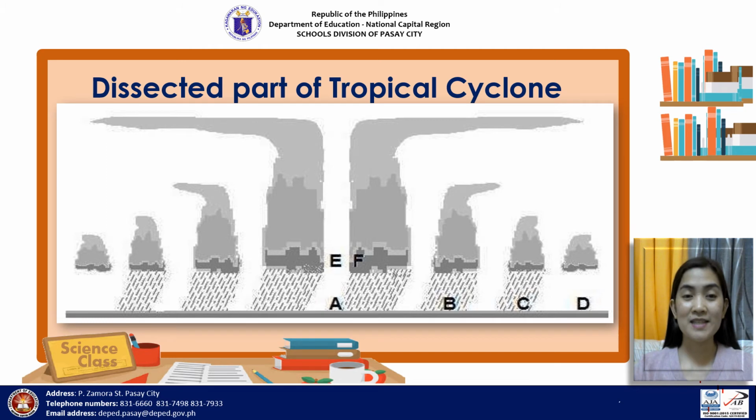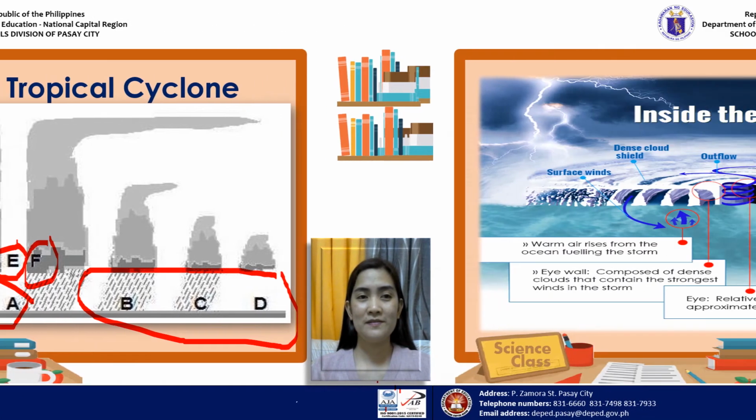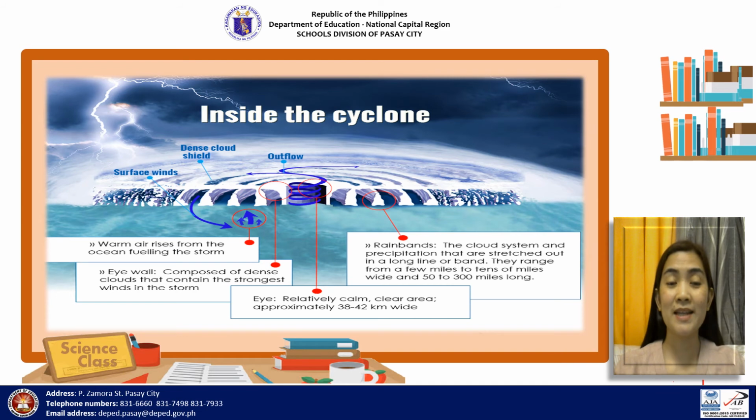This shows a dissected part of a tropical cyclone, labeled A, B, C, D, E, and F. A is the location within the eye. B, C, and D are locations far from the eye, E is the eye, and F is the eye wall. To understand more, let us study this illustration. It shows the different parts of a tropical cyclone.